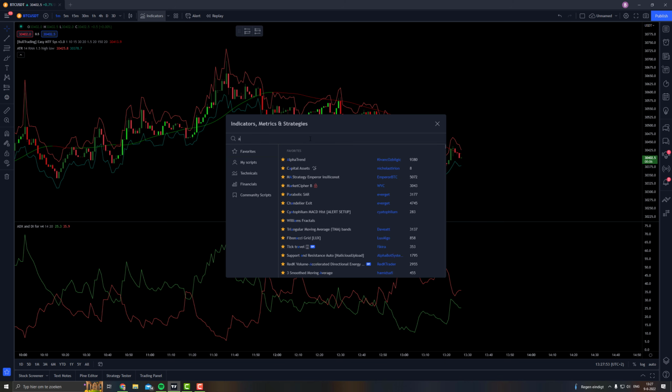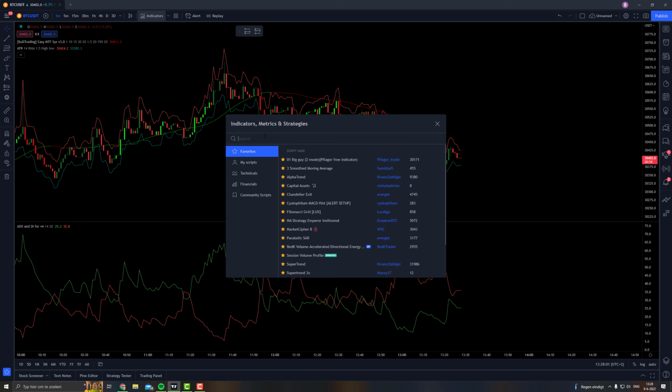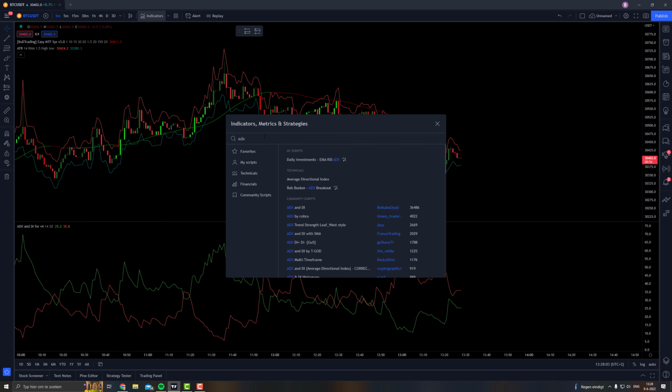First, let's add the ATR finder. It's a stop loss finder for BYBIT. Let's add that one to the chart. If you click it, it instantly goes there. We're gonna look for the ADX. We're gonna use it of BYBIT. It's gonna be this one.